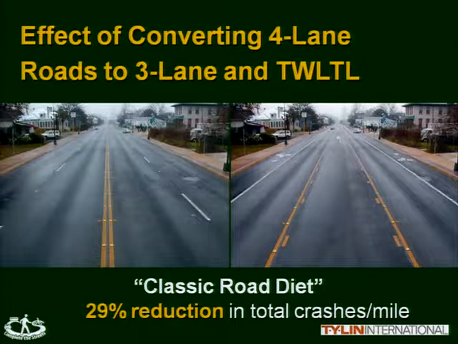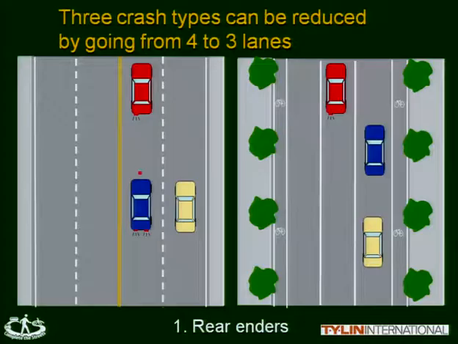Road diet, 29% reduction in crashes per mile. A road diet is reducing the number of lanes, and in the classic case, going from four lanes to three lanes: one lane in each direction with a two-way left turn lane. It reduces rear-end crashes, because the person stopping to turn left no longer gets rear-ended by the person who wants to go through. Now the person turning left is in his own lane.